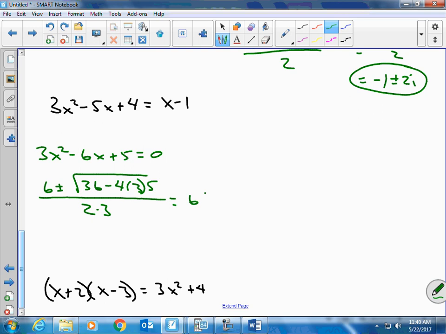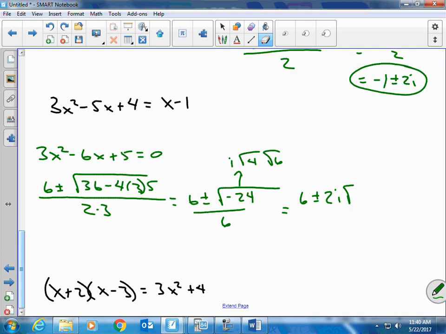So I get 6 plus or minus the square root of 20 times 3 is 60. 36 minus 60 would be a negative 24 all over 6. This reduces down into i, square root of 4, square root of 6, right? So I get 6 plus or minus 2i square root of 6, all over 6, which equals 1 plus or minus i square root of 6, all over 3. A 2 can come out of all of the coefficients.